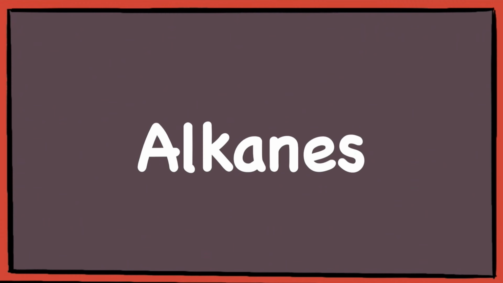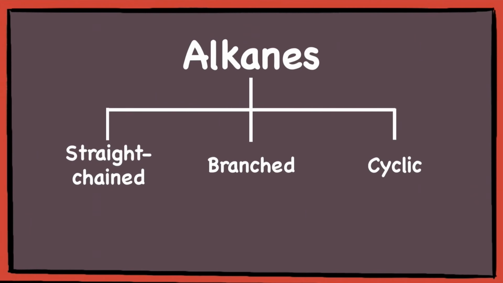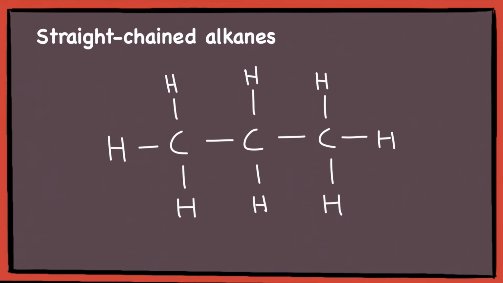Firstly, we have alkanes. As the name suggests, all alkanes have the suffix "ane". There are 3 types of alkanes, namely straight chain alkanes, branch alkanes, and cyclic alkanes. Knowing the types of alkanes is important as it will influence how we will name an alkane. For straight chain alkanes, there's only the parent chain and the suffix, and there's no prefix because there are no side groups present. For this example, let's find the parent chain first.